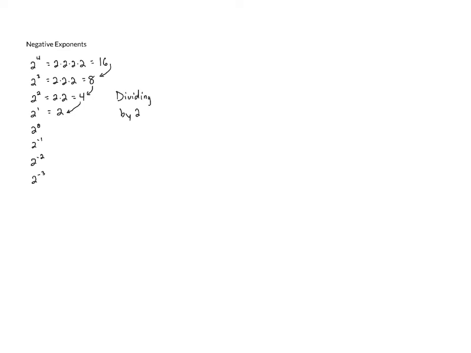And if we continue and go down, we have 0 factors of 2, and 2 divided by 2 gives us 1. So this pattern shows us that 2 to the 0 is 1, and we know that this is consistent with what we saw the other day. Anything to the 0 power is 1, except 0 to the 0, which is undefined.